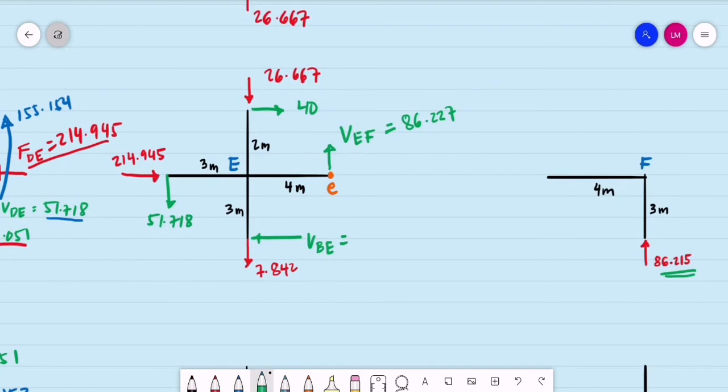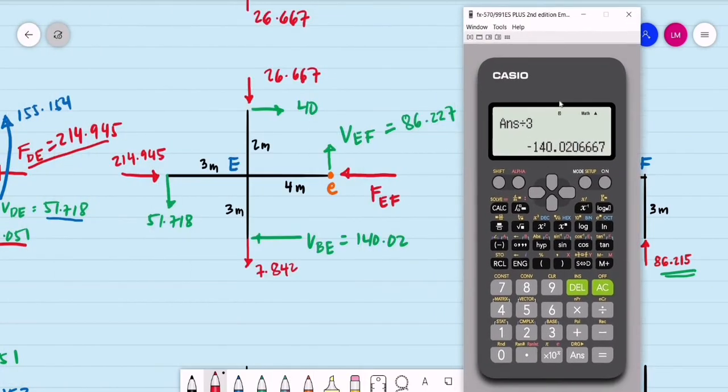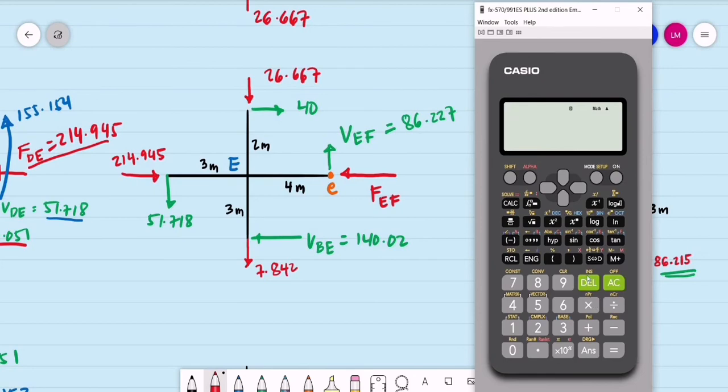Okay, so we have this value equal to 140.02, or maybe if you are using all decimal places, this is exactly 140 kilonewtons. Okay, then we can now compute the axial force. This is the axial force for beam EF. How do you compute that? By summation of forces horizontal. So what are the horizontal forces? We have the 214.945. Is that the 214.945 from a while ago?